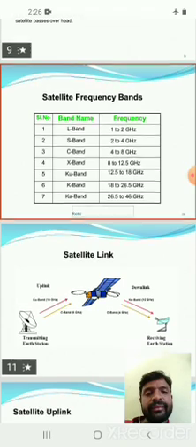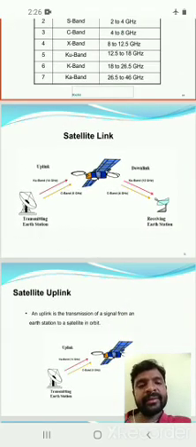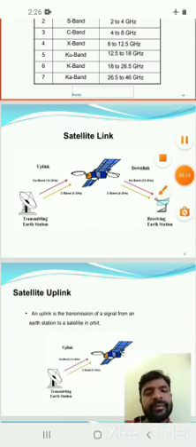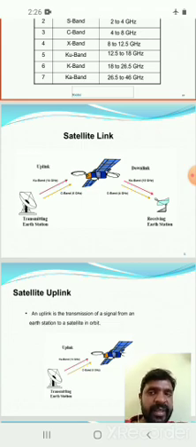Propagation. Satellite link. Here, transmitting signals from the Earth station to the satellite is called uplink frequencies. When the satellite in orbit transmits signals and the Earth station receives them, it is called downlink signals.